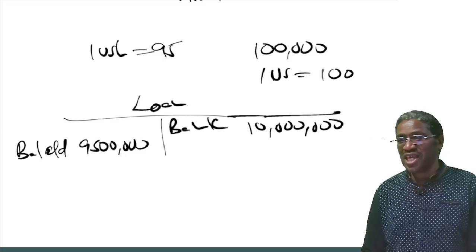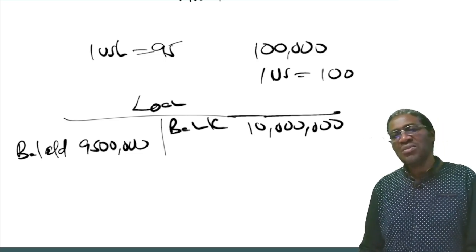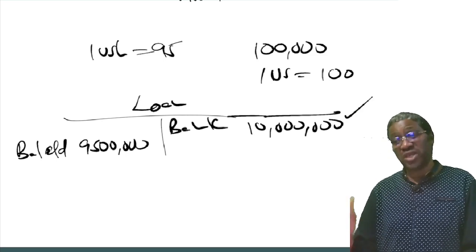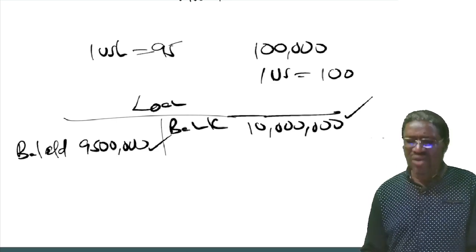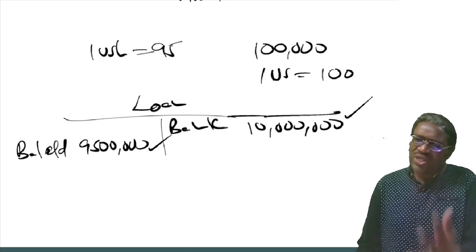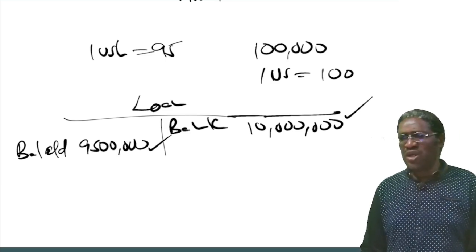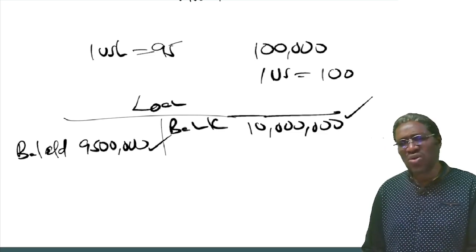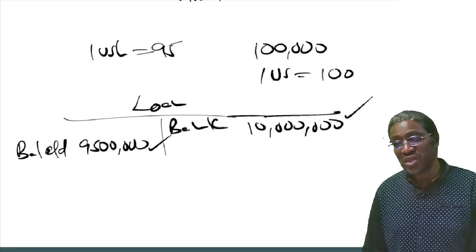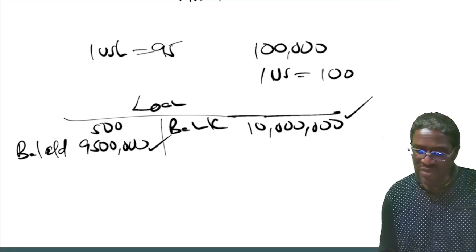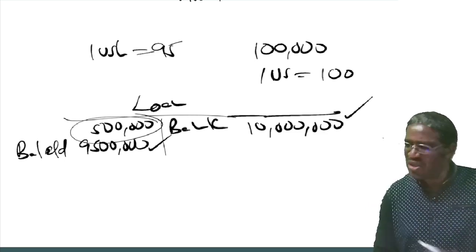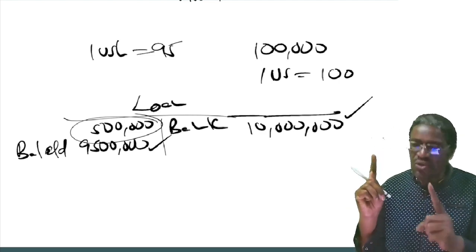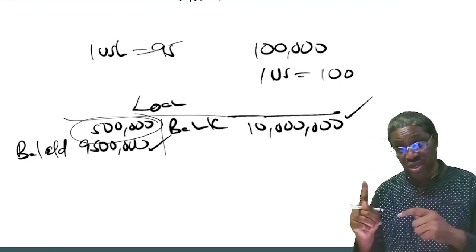Now listen. If you look at this account, your loan by the beginning of the year was 10 million Kenya shillings. But now it's like you're carrying down 9.5. It looks like you have repaid your loan. But have you repaid your loan? The answer is no. But the loan has gone down. So it looks like you have repaid your loan by 500,000, but you have not repaid.